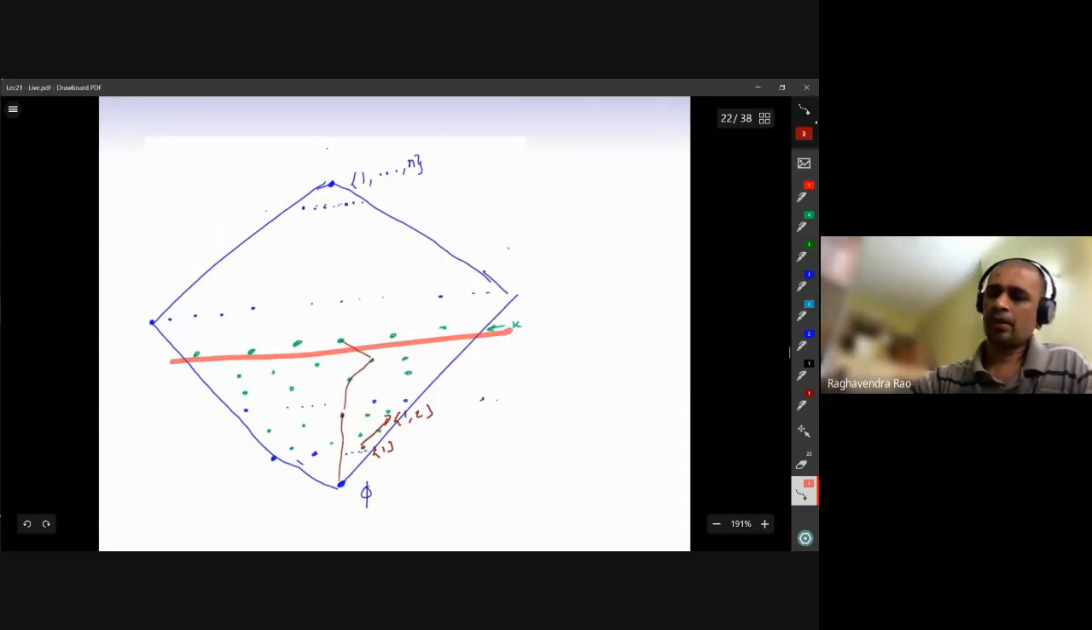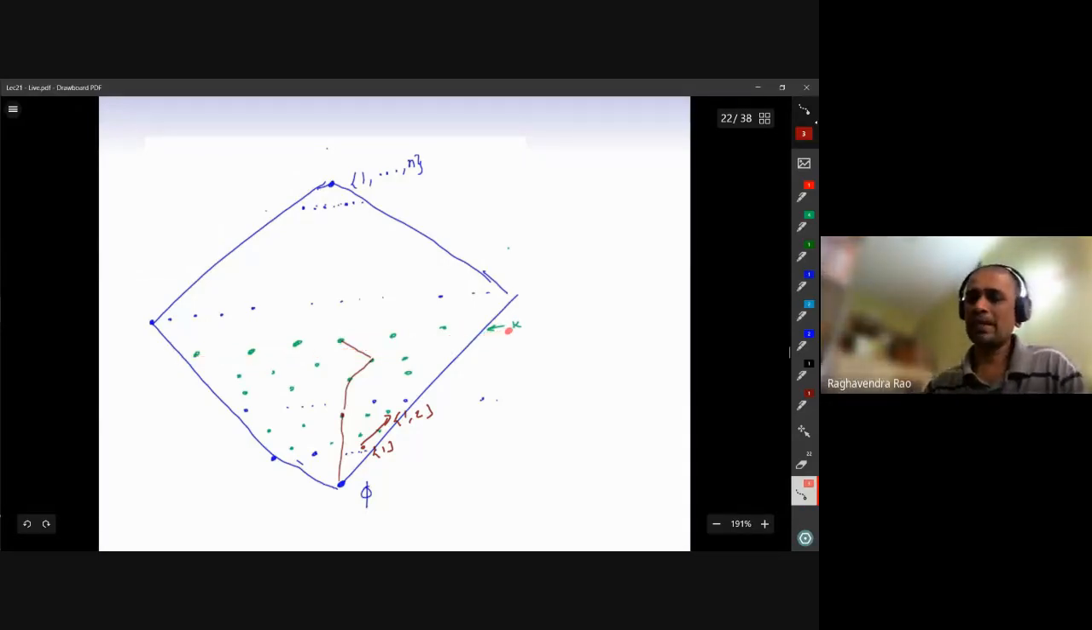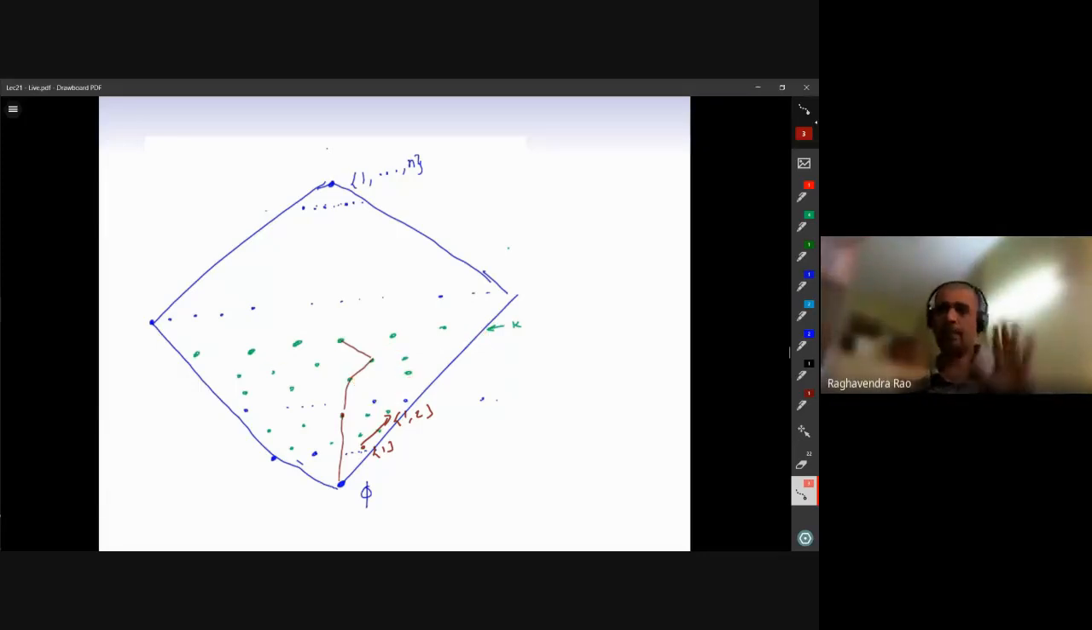Now the matroid property says that if you start from the empty set and keep on adding so that you stay within the green dots, no matter what choice you make, you can always reach the top layer. You'll never get stuck at a place where you entered a green dot but nothing above it is a green dot, unless you are at level k. So this is the intuitive picture.